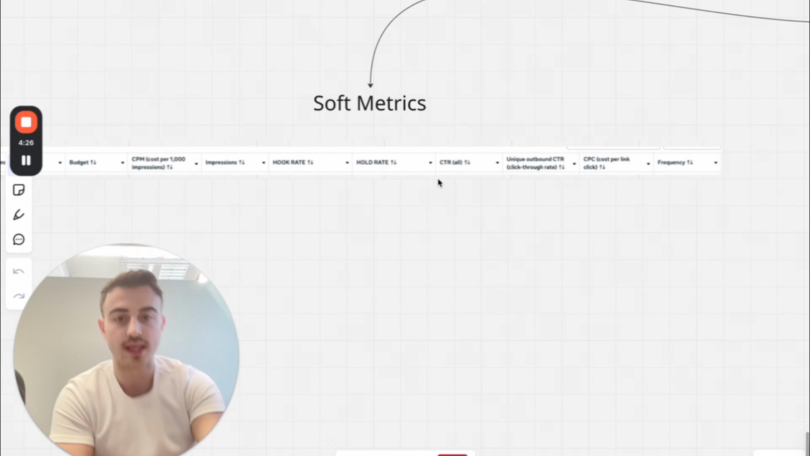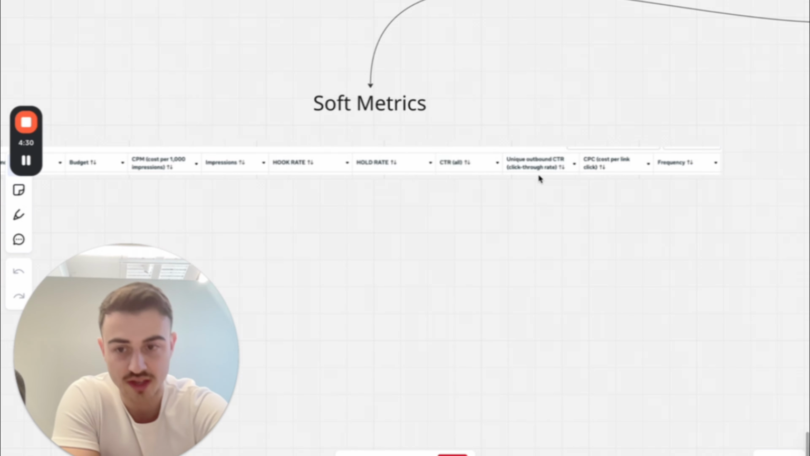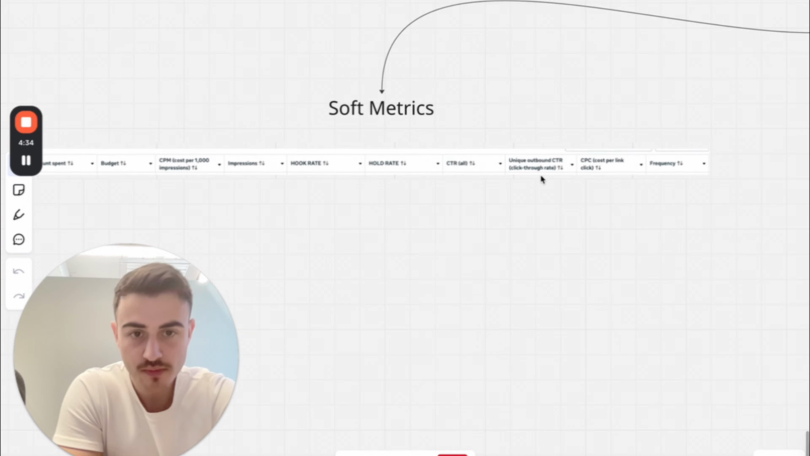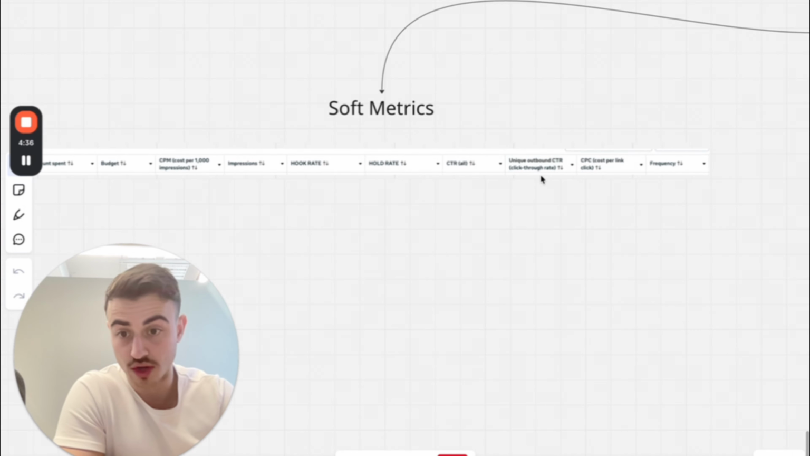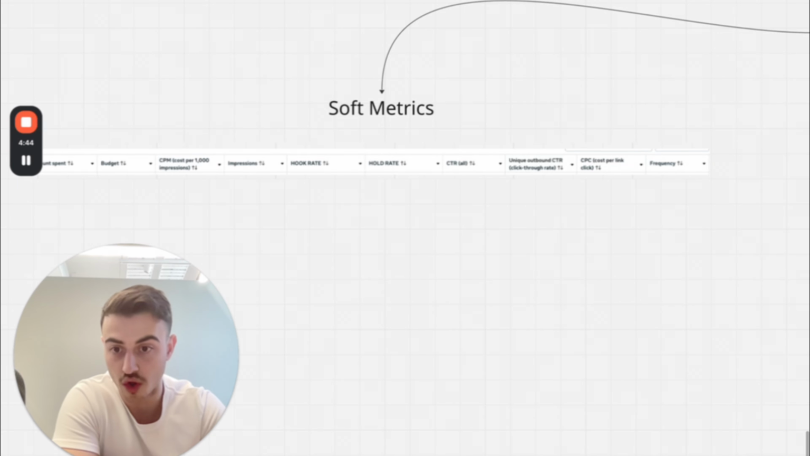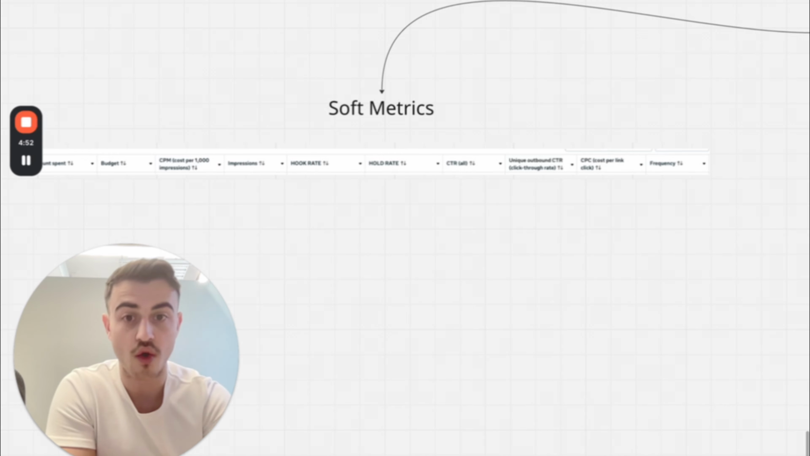Right. Now the next thing is your click-through rate. You've got different ones, like unique outbound click-through rate is what we normally do. The benchmark here is about 1%. Okay. So let's say your click-through rate is 1%. It means 1% of people who see your ad, so 1 out of every 100, is going to click through on your ad. If you get that up to 2%, it means you're doubling the amount of clicks, which means you double the amount of leads, which means you double your revenue. So you can see how all these metrics come into play.